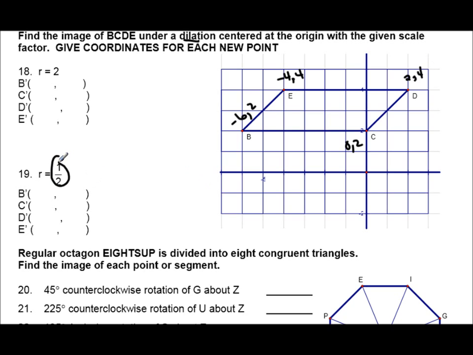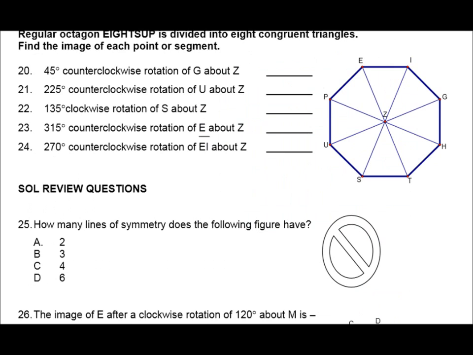So if we have a scale factor of 1/2, we're going to take each of those coordinates and multiply it by 1/2, or cut it in half. So negative 6 becomes half of that, negative 3. 2 becomes 1. For point C, 0 divided in half is just 0. 2 divided by 2 is 1. Point D, 2 divided by 2 is 1. 4 divided by 2 is 2. And point E, half of negative 4 is negative 2, and half of positive 4 is positive 2. And so our image on the graph would be right here.